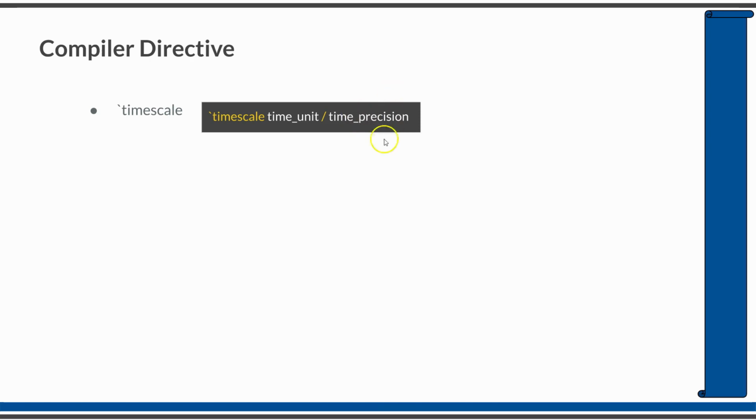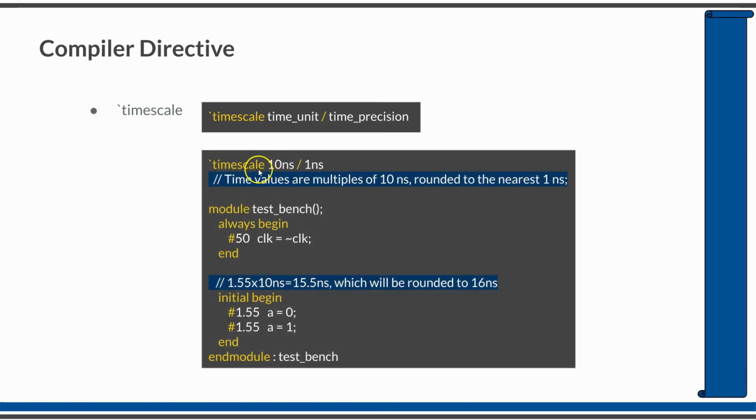So we'll see an example. Assume we are defining a timescale macro with time unit as 10 nanoseconds and time precision as 1 nanosecond. So it means the time values are multiples of 10 nanoseconds, and every time unit, if it's a fractional time unit, will be rounded to the nearest 1 nanosecond. So let's see an example.